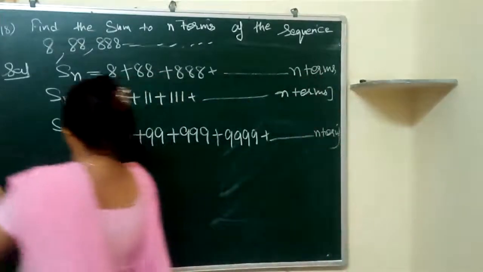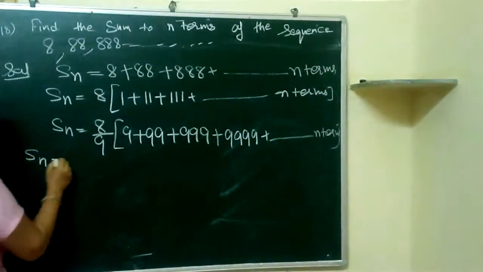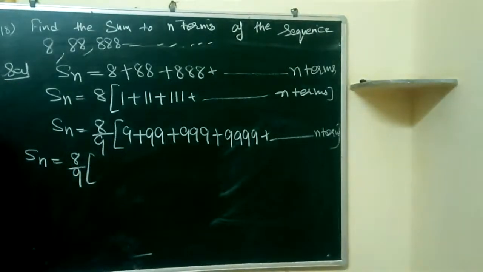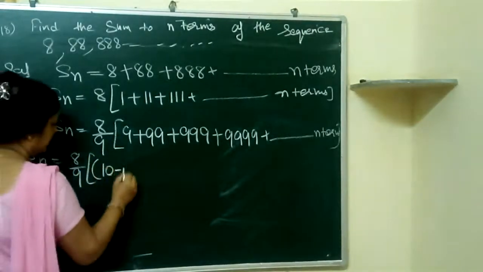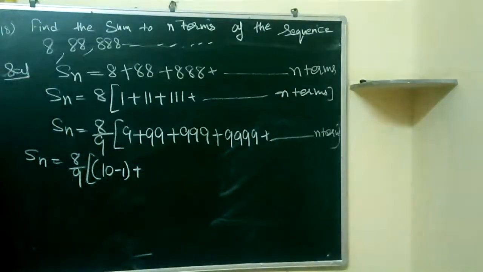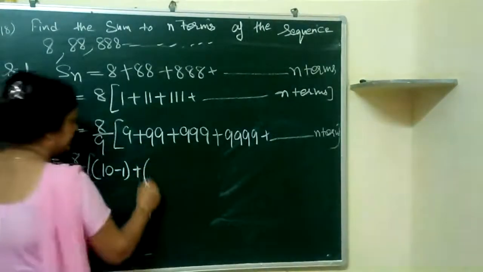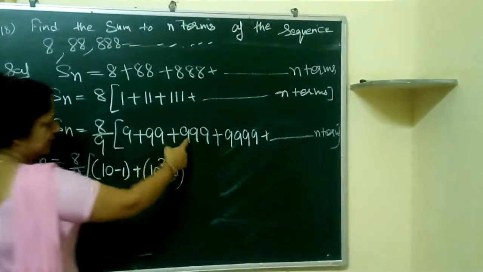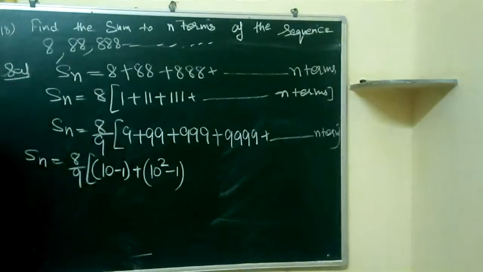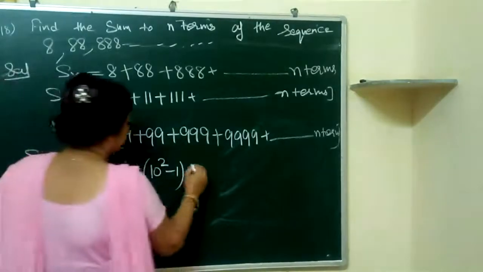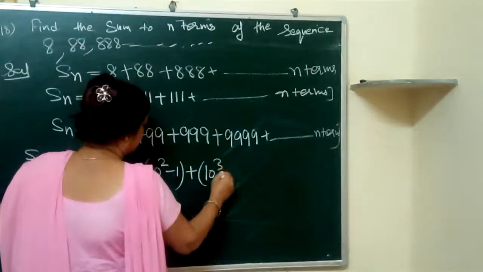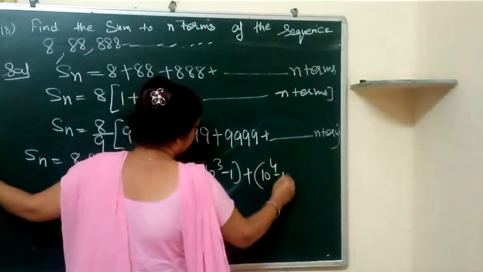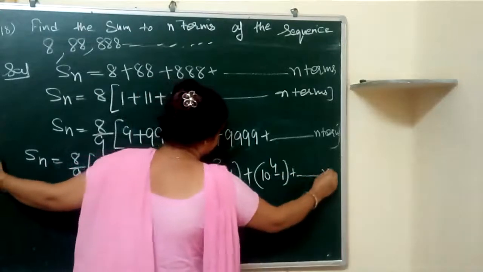After that we will make a GP. Therefore, for the GP, we can write 9 as 10 minus 1, and 99 as 100 minus 1, that is 10 square minus 1, and 999 as 1000 minus 1, that is 10 cube minus 1. Similarly, 10 raised to power 4 minus 1, plus up to n terms.